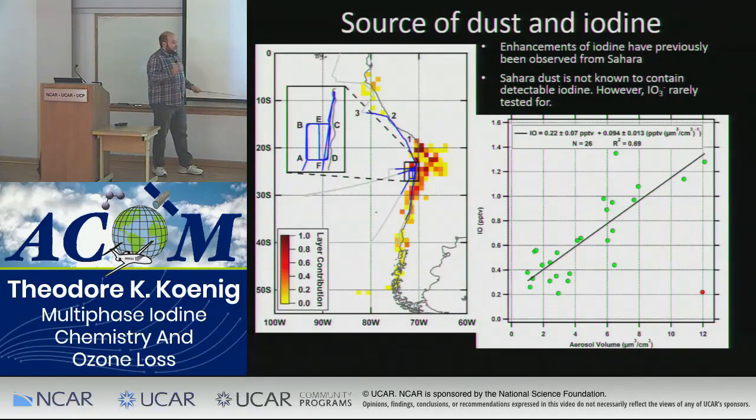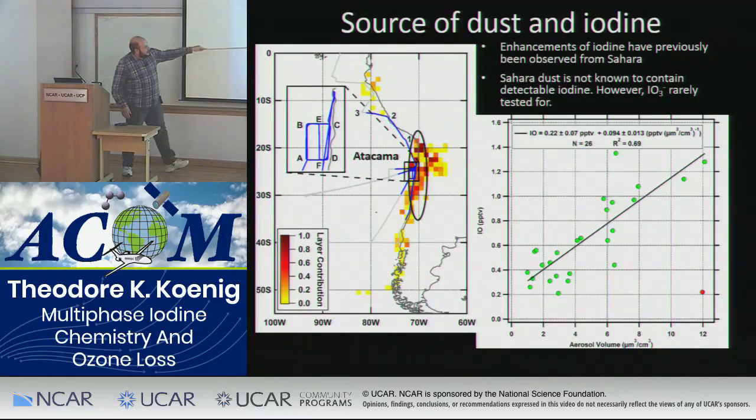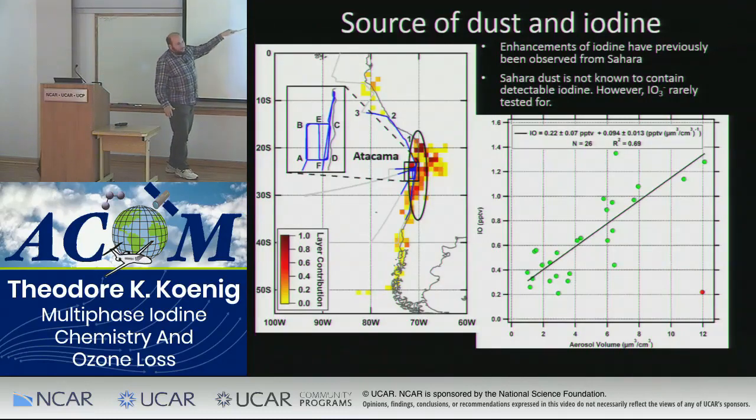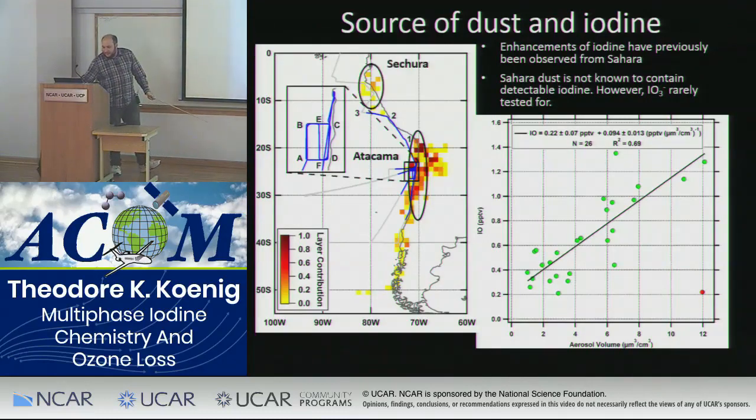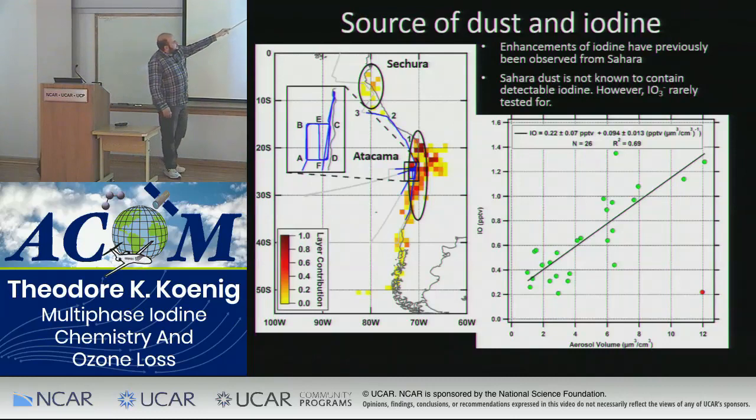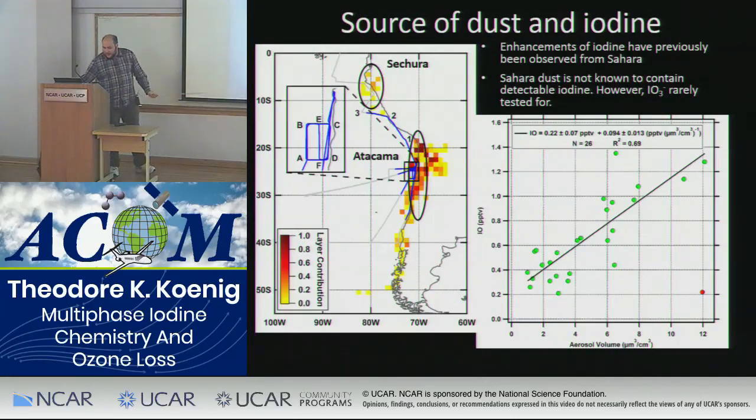So I'm taking the boundary layer contribution from the back trajectory for every intercept and then weighting it based on how strong the boundary layer contribution was and then dividing it for all the layers. And we can see a few important source regions. We can see the Atacama Desert seems to be an important source region here. And then this is a smaller desert called the Sechura up here. And then you can also see this is the Altiplano.